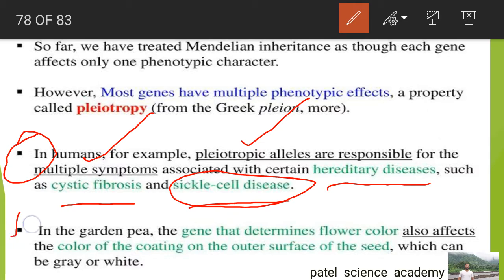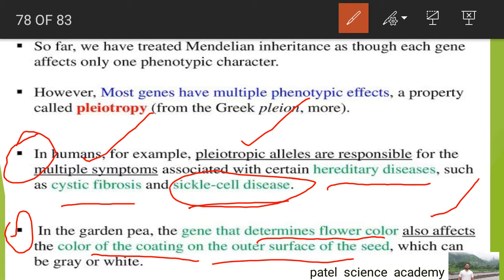In the garden pea plant there is also one more example. In the garden pea plant, the gene that determines the flower color also affects the color of the coating on the outer surface of the seeds. So you can understand here, one gene is controlling the color of the flower, and it is also controlling the coat color of the seed surface. So it may be gray or it may be white. So dear students, this is only one gene which is controlling more than one character. That's why it is called a pleiotropic gene.